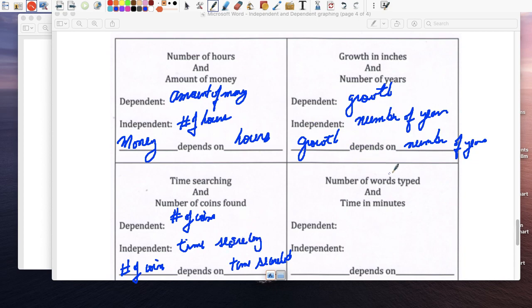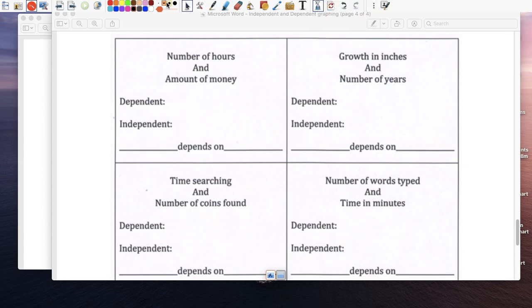Number of words typed and time in minutes. Okay, so the number of words that you type is going to depend on the minutes that you spent typing. This is the number of words, and the independent will be the minutes. Okay. All right. Nothing earth-shattering there.